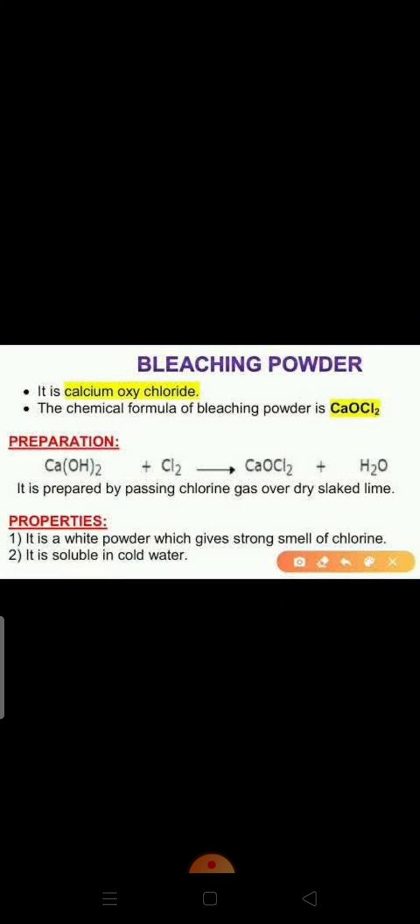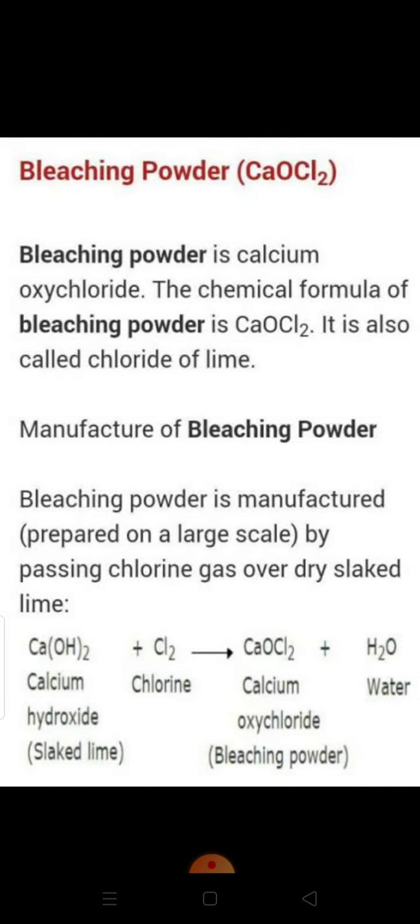Students, chemically bleaching powder is generally represented by the formula CaOCl2, which is called calcium oxychloride. The chlorine produced as a byproduct during the manufacture of caustic soda is used for the manufacture of bleaching powder.